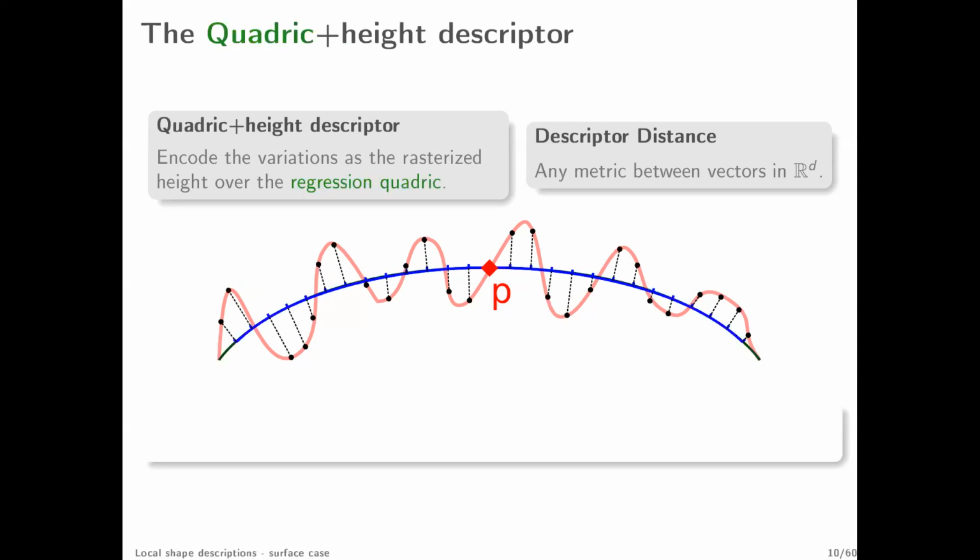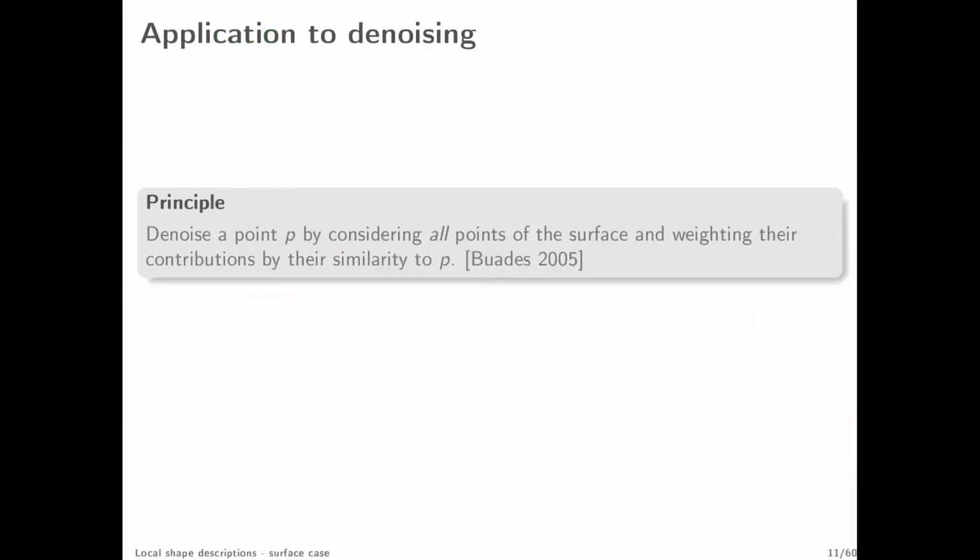One way to solve that is to consider a Quadric+height descriptor. So you fit a quadric around the surface, and then you have this height which measures how you deviate from this smooth surface. You will also get an image. You will also need a metric between vectors in R^D to compare the descriptors, but it's more robust to large-scale curvatures.